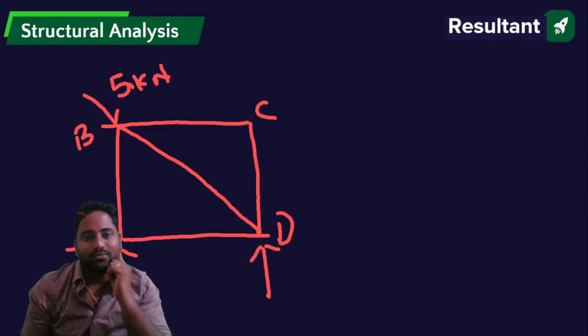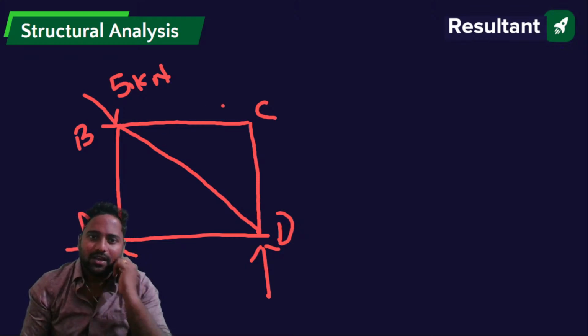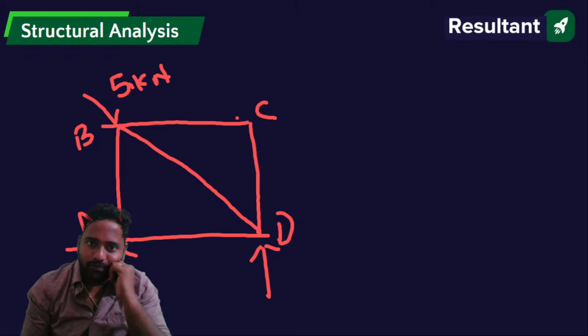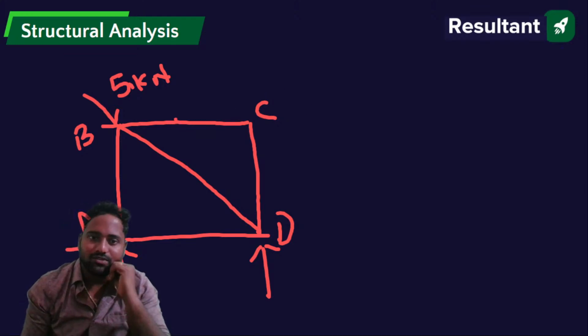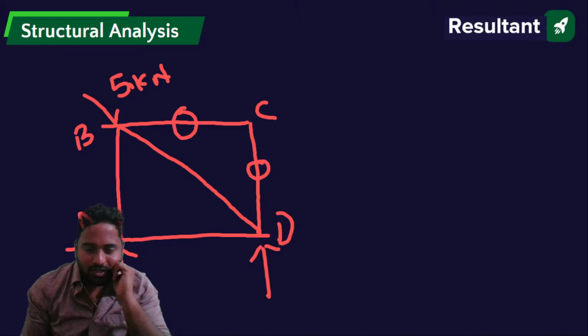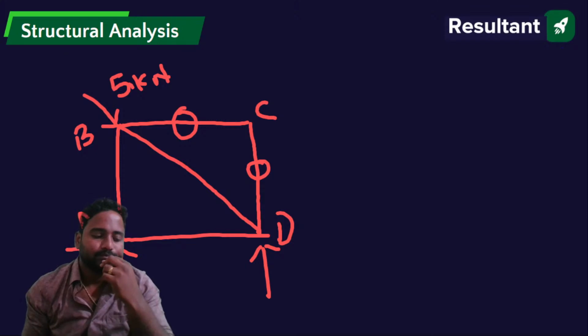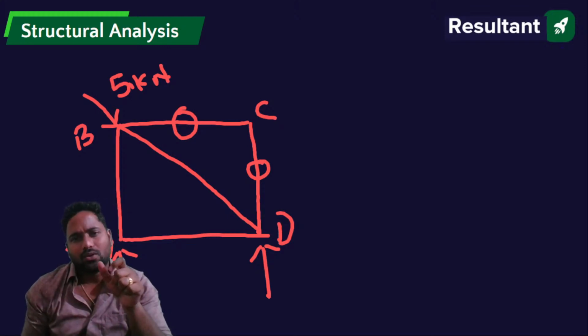He's asking to find out forces in members with zero forces. Just now I have discussed if two non-collinear members are meeting at a joint. If I consider joint C, two non-collinear members are meeting at joint C, and is there any external force over here? No external force. So what I can simply write is force in member BC equals 0, force in member CD equals 0. Simple. So these are the two.